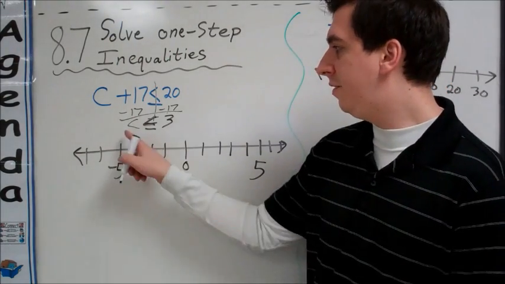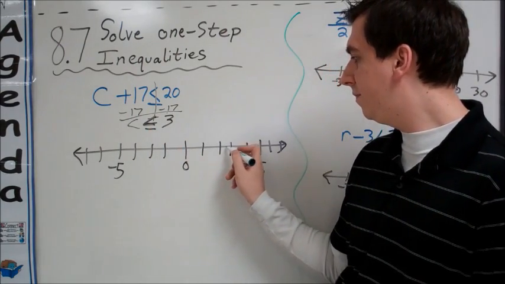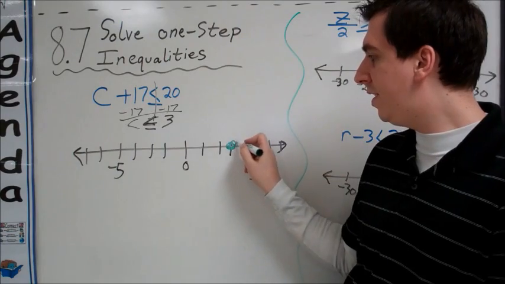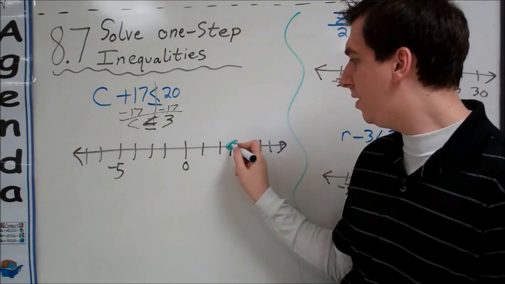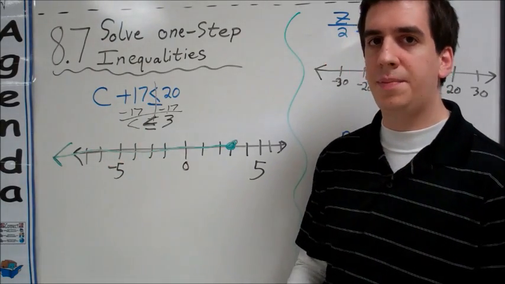Remember, we need to graph that now. c is less than or equal to 3. We know how to do that. Let's go to 3. Less than or equal to, that means a solid dot. And less than means we go to the left. Let's look at a couple more.